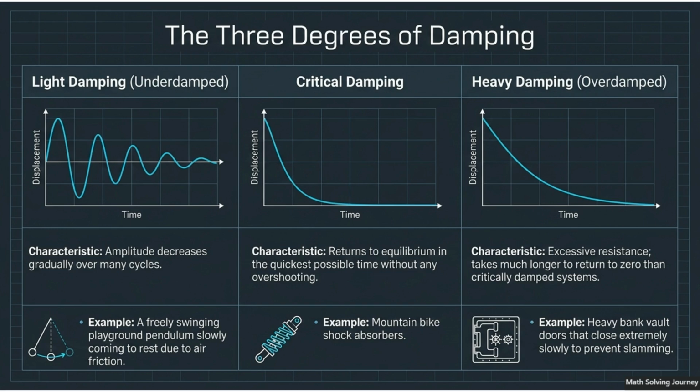Light damping reduces amplitude gradually over many cycles, like a playground pendulum. Critical damping returns to equilibrium in the quickest time without overshooting, similar to mountain bike shock absorbers. Heavy damping is excessive resistance, like slow-closing heavy bank vault doors.